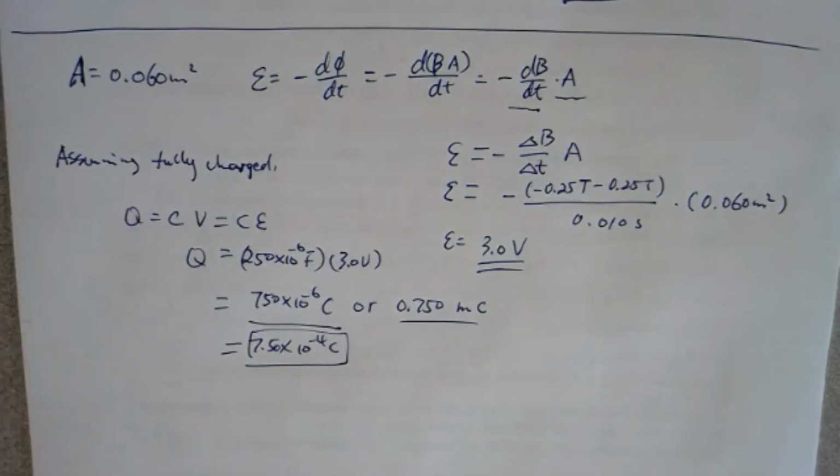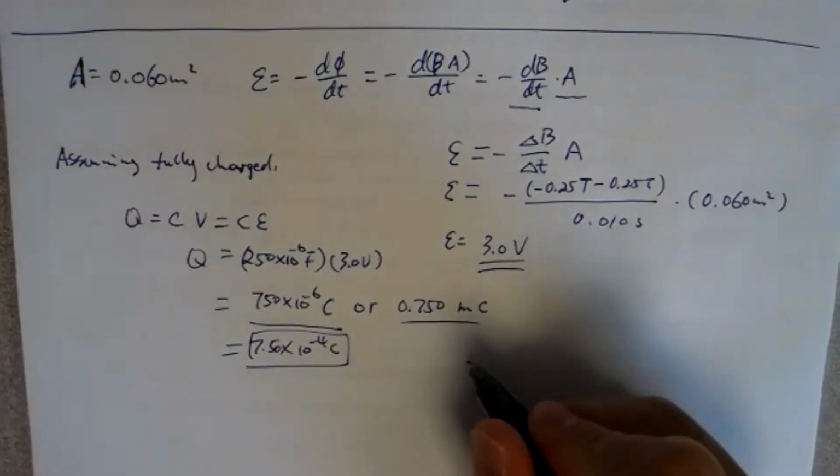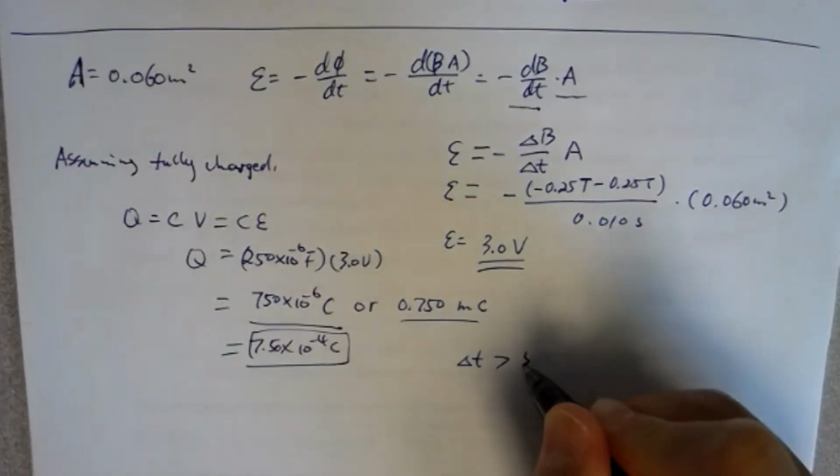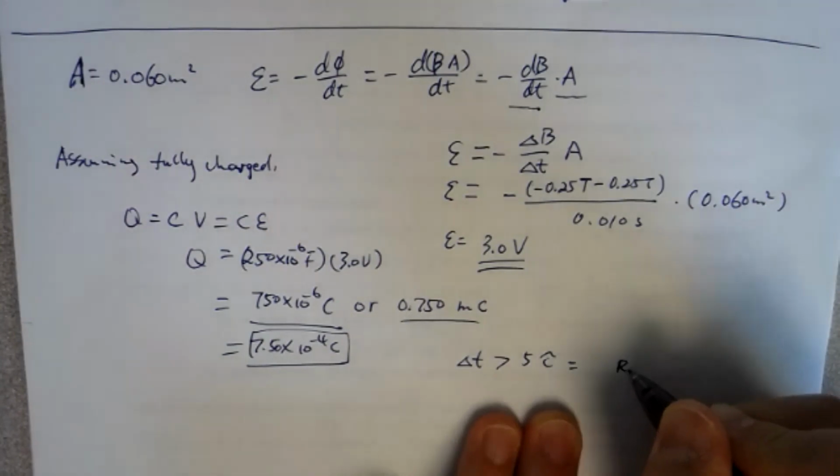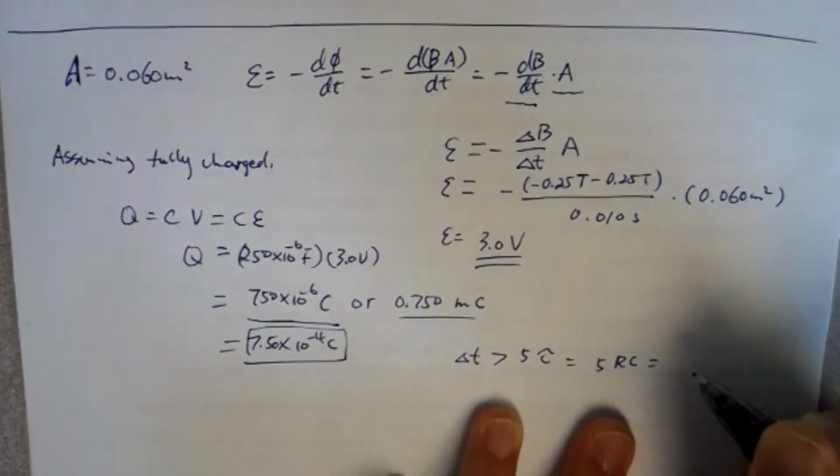Now let's check our assumption. We are assuming it's fully charged, right? So that means, as we learned in RC circuits, for a capacitor to be fully charged, the time is about 5 times the time constant, right? So let's see if delta T is actually greater than 5 times tau, where tau is equal to R times C, so 5 times that.